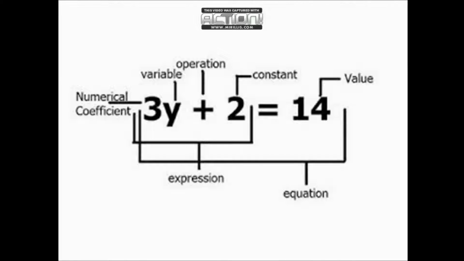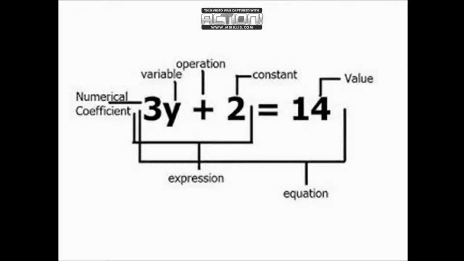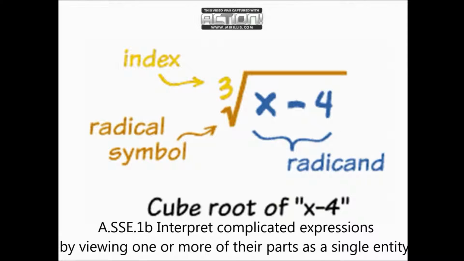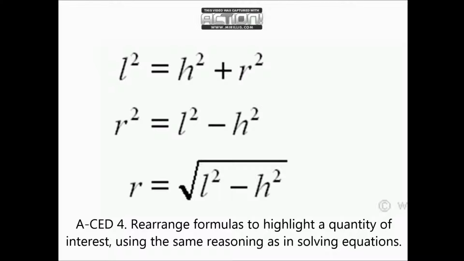The common core standards in this quarter are ASSE, interpret the structure of expressions. ASSE 1A, interpret parts of an expression such as terms, factors, and coefficients. ASSE 1B, interpret complicated expressions by viewing one or more of their parts as a single entity. ACED, create equations that describe numbers or relationships. ACED 4, rearrange formulas to highlight a quantity of interest using the same reasoning as in solving equations.